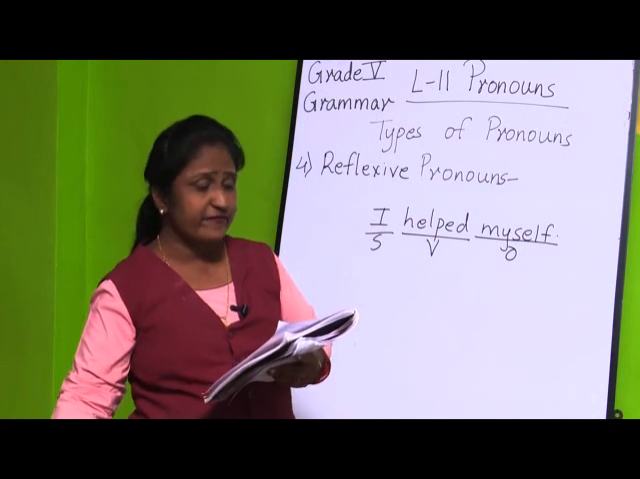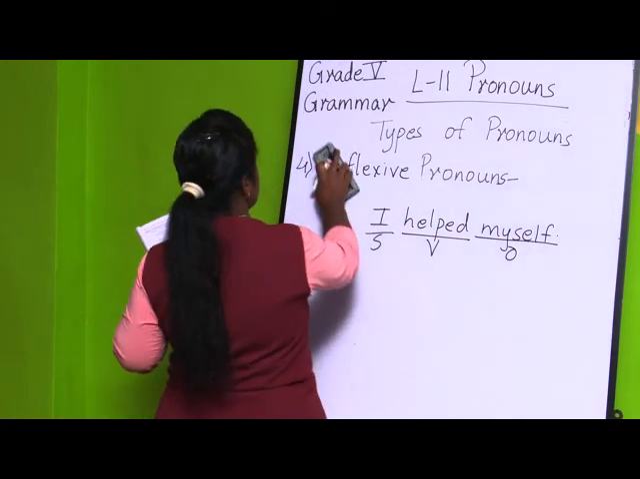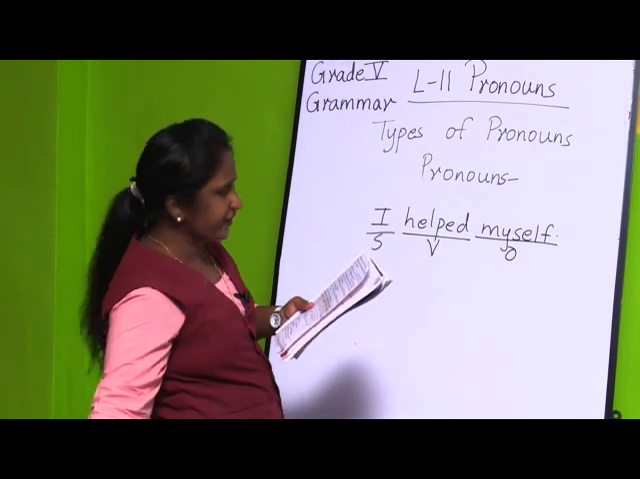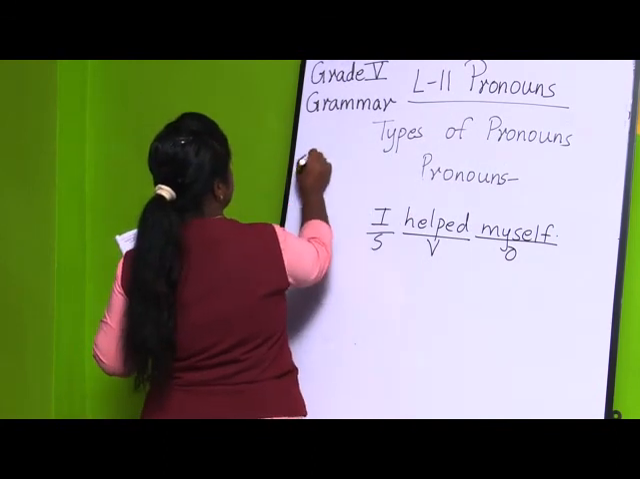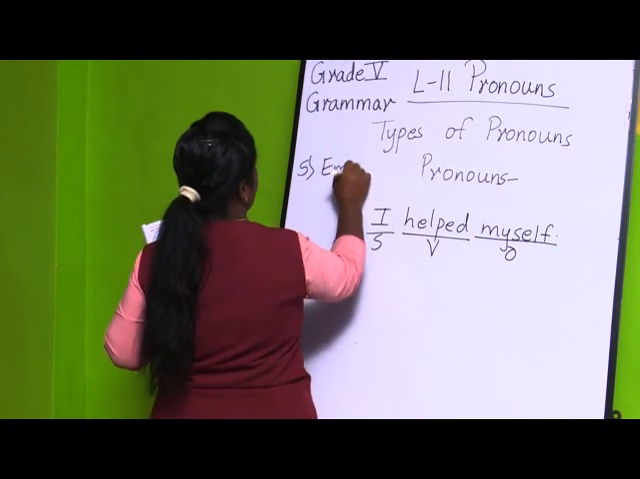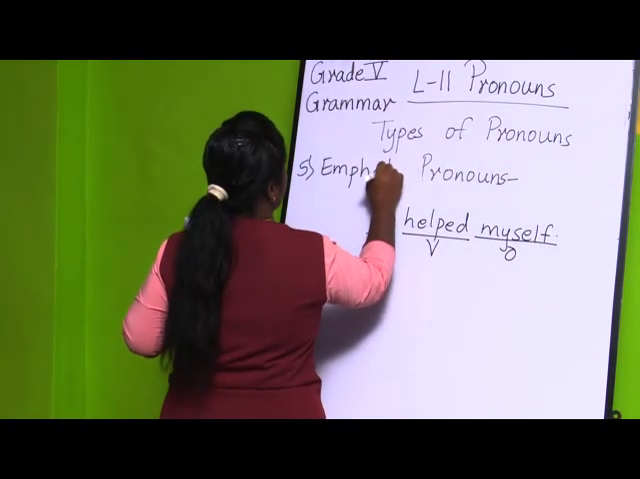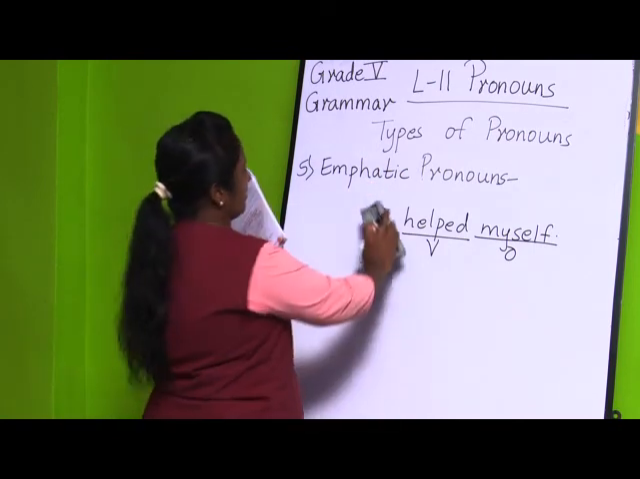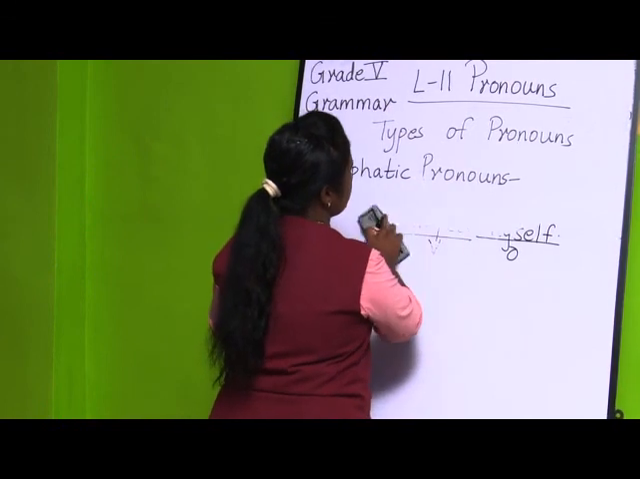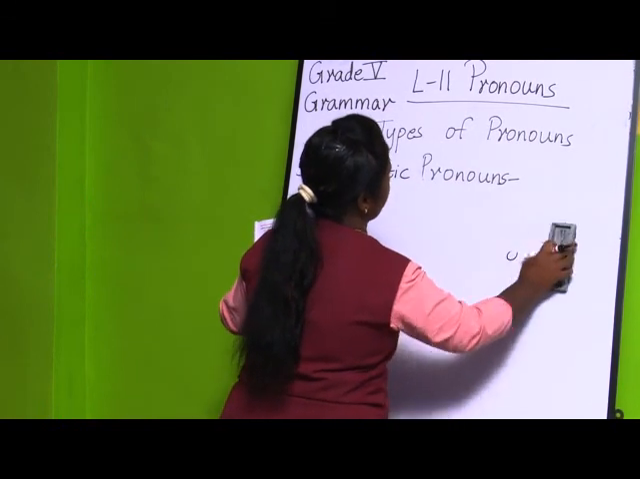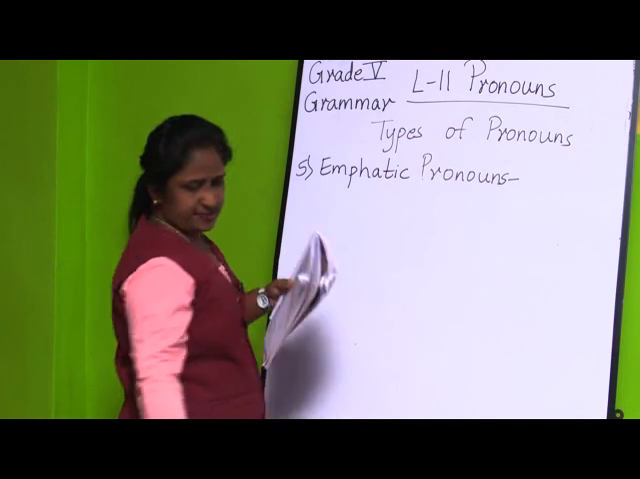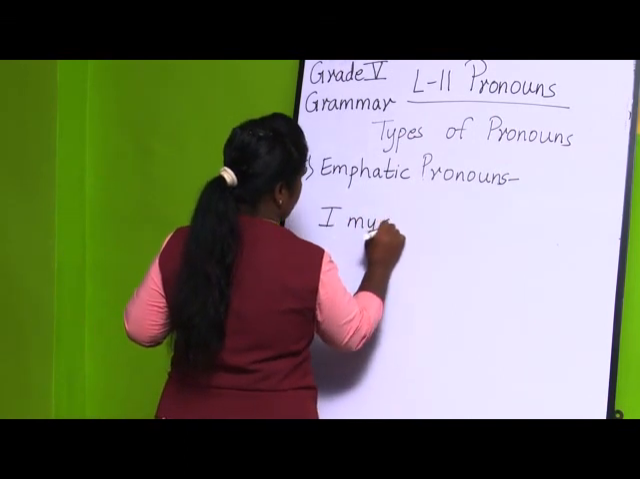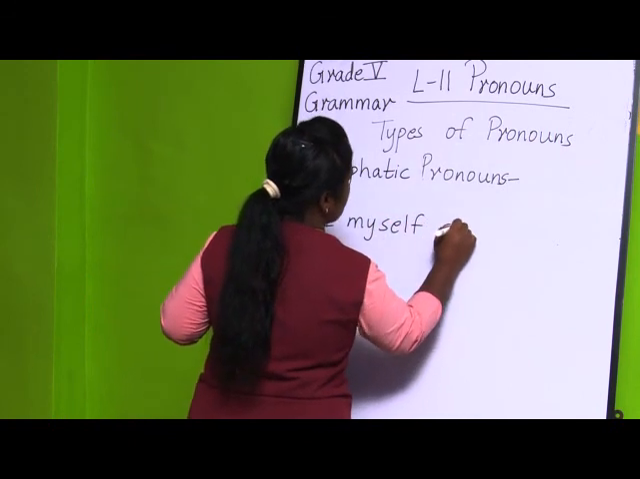Now next is emphatic pronoun. The fifth one is emphatic pronoun. What is emphatic pronoun? That also we will see. Now if I take the other example, what was it? It was a reflection of myself. Emphatic pronoun, what is it? See, if I write like this, I myself solved the sum.